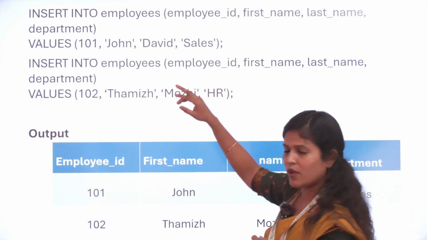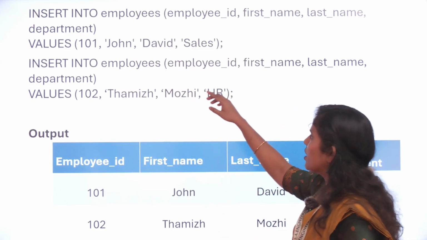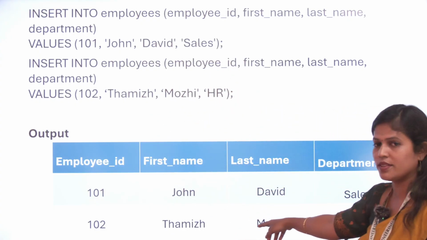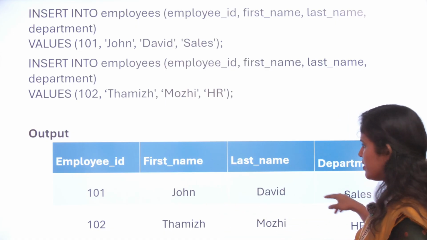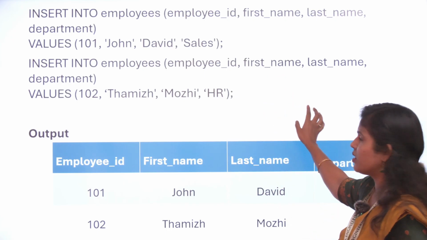And next, we have inserted two rows here, which are 101 and 102. You can see it here, 101 and 102. The data has been saved according to the column names, in the same order which we have inserted.